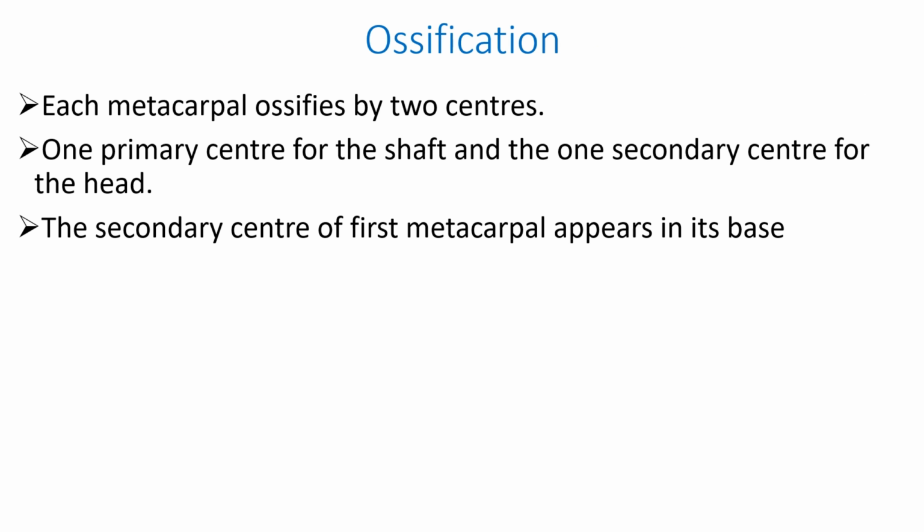In terms of ossification, each metacarpal ossifies by two centers, primary and secondary ossification centers. One primary center is for the shaft and one for the head. Then the secondary center of the first metacarpal appears at its base. So this is also another peculiar feature, as we noted in the last slide.